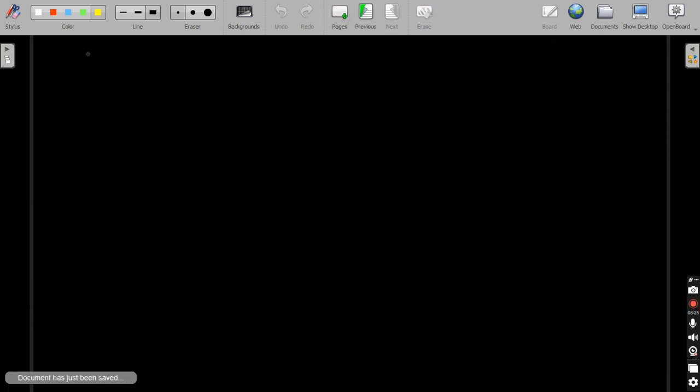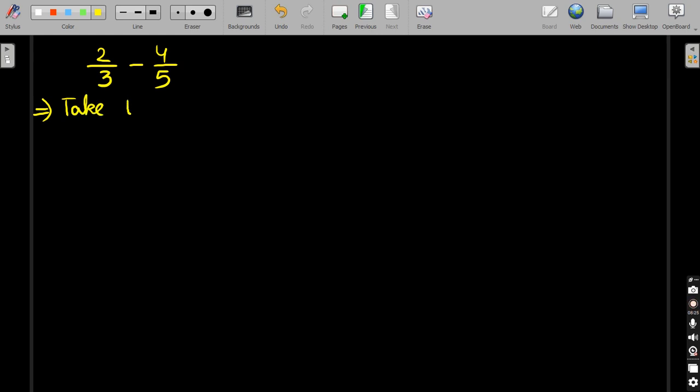Now let us move towards the subtraction. 2 by 3 minus 4 by 5. Okay student, same question. Now let us start how to solve the question. Step 1, method 1: take LCM. Let me write the method name there. Let it be method 1, and the second method that we are going to solve is method 2.